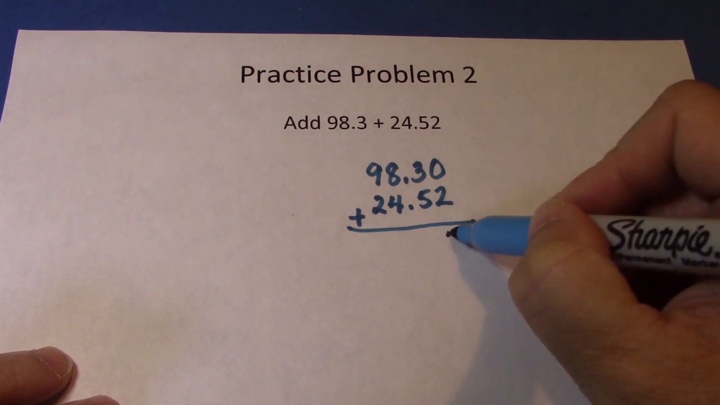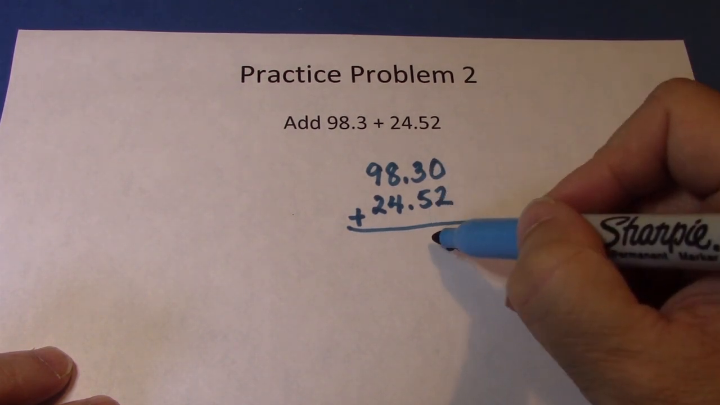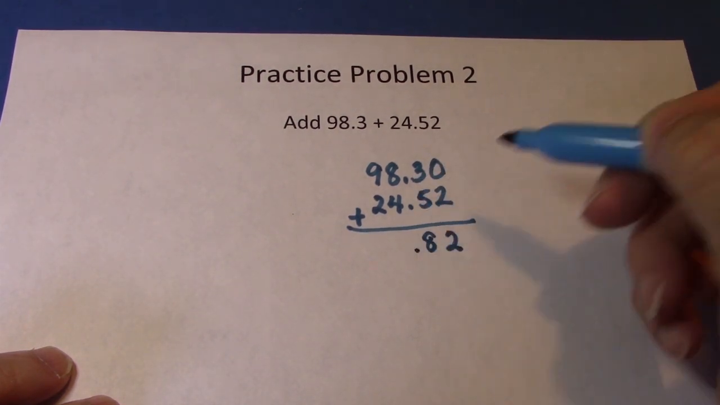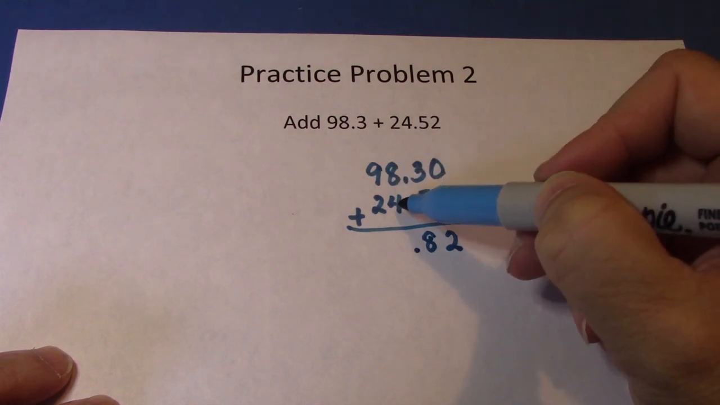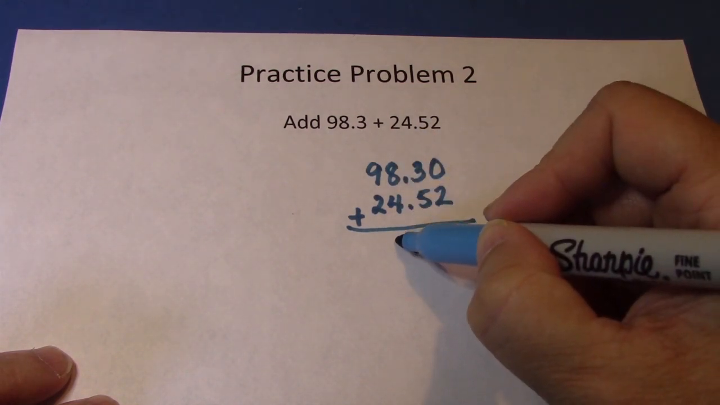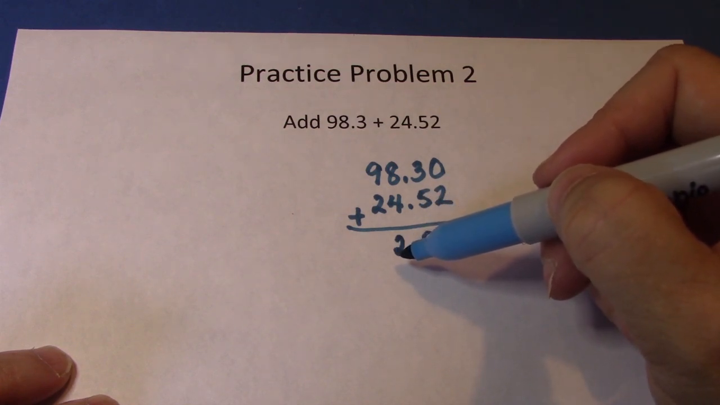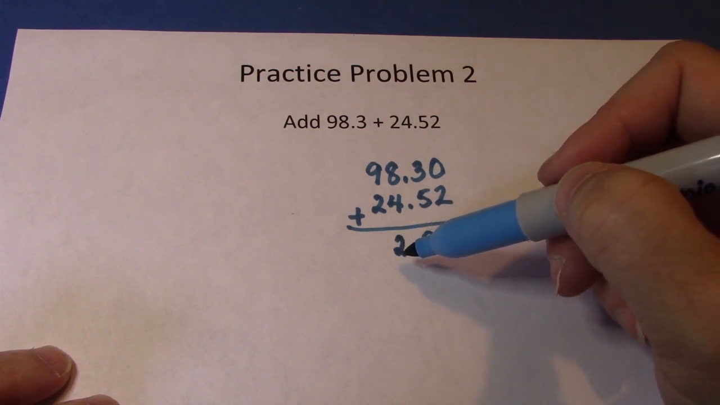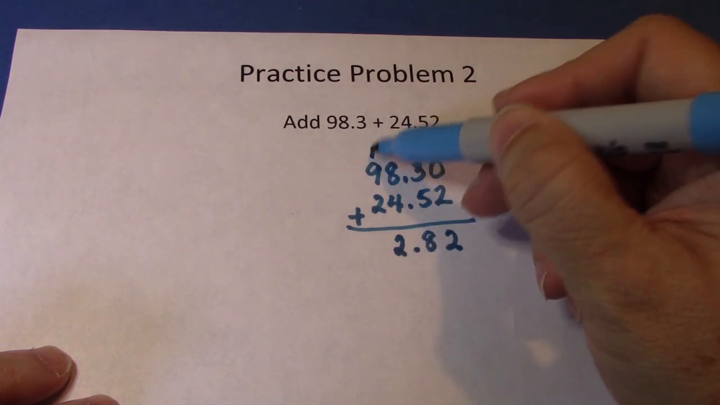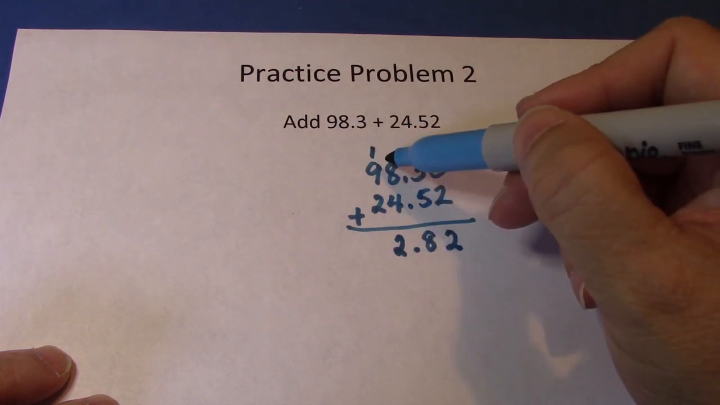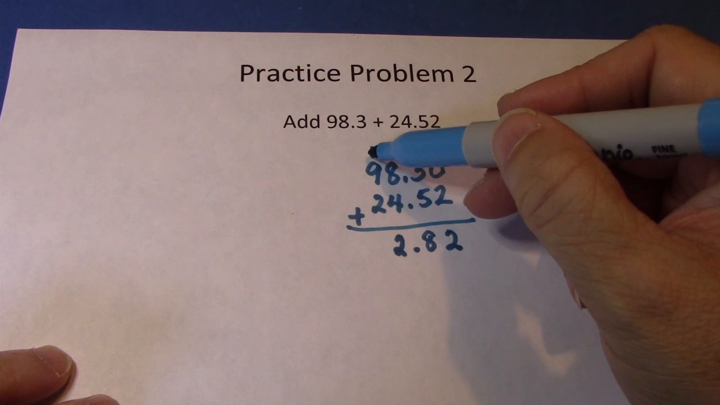0 plus 2 is 2. 3 plus 5 is 8. There's the decimal point. 8 plus 4 is 12. We can't fit 12 in that number all by itself, but we'll put the 2 part. 12 is really 10 plus 2. So there's the 2. There's the 10. Remember, this is worth 10 times as much. 10 over here is worth 1 over there.